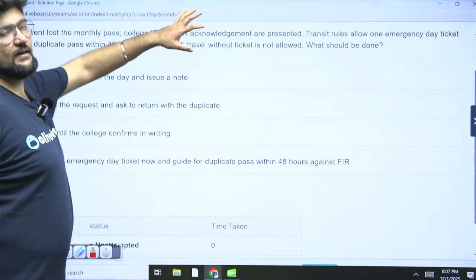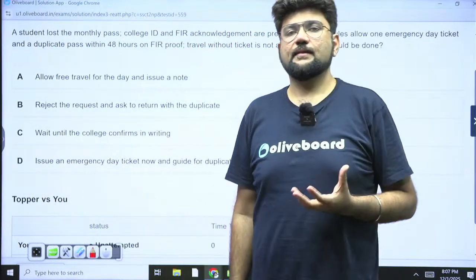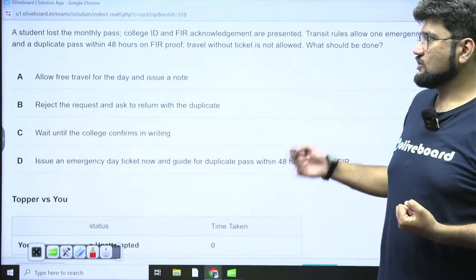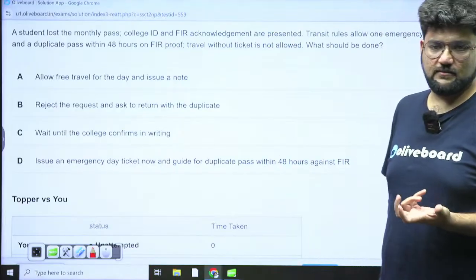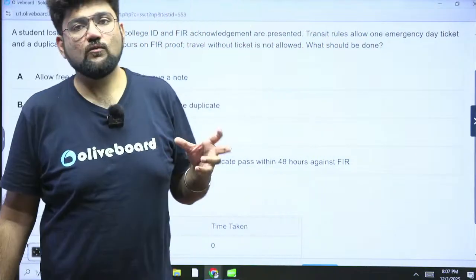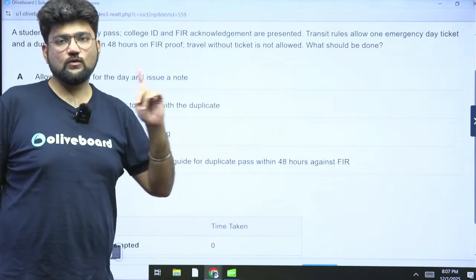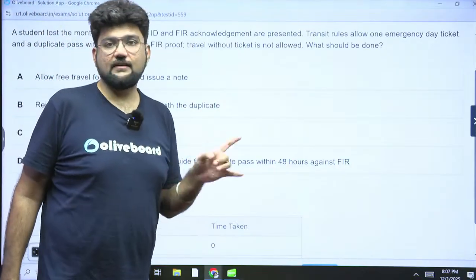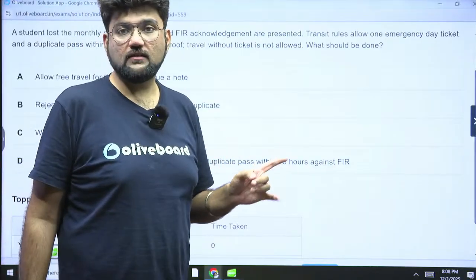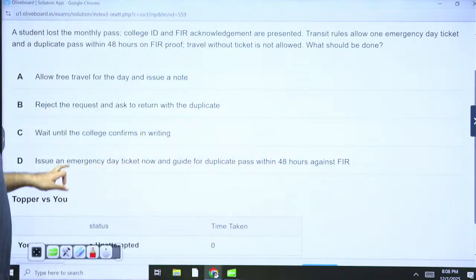What should be done? So probably you are somebody who is issuing tickets, and there is a case presented to you where a student is saying that I lost my pass, this is the college ID and this is the FIR. So the rule says that once you have the FIR with you, within 48 hours the student has to get a duplicate pass issued, otherwise he cannot travel. No travel without tickets allowed, but one day emergency travel is allowed. Okay, now what will you do?